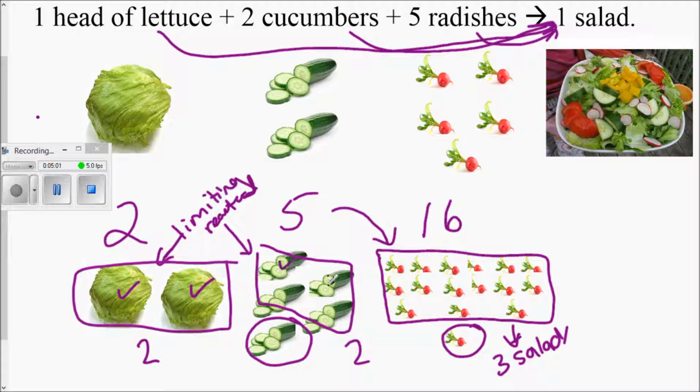And if I make 2 salads, what will happen is I'm going to use 2 heads of lettuce. I'm going to use 4 cucumbers. And if we take a look at this, I'm going to use 10 radishes. And I'm actually going to have left over 6 of these guys. This is what's going to be left over.